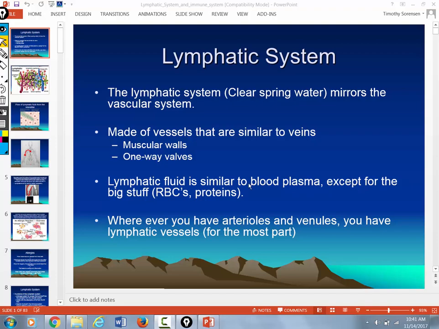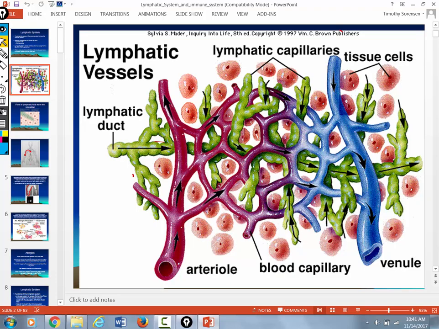All right, so we're going to start the lymphatic system. Write this down, never forget it. For the most part, wherever you have arteries and veins, you have lymphatic vessels. The only part of the body that doesn't have lymphatic vessels or a lymph system is what? Right, the central nervous system doesn't have a lymphatic system. That's why that environment has to be really, really tightly controlled. We'll talk about that when we get to the nervous system.